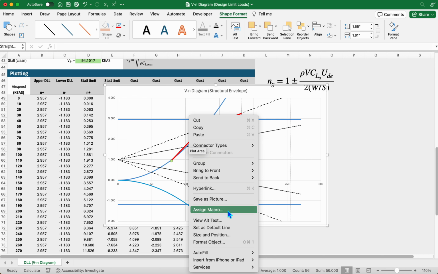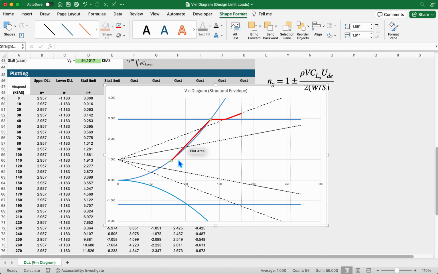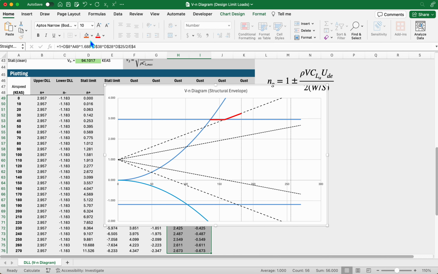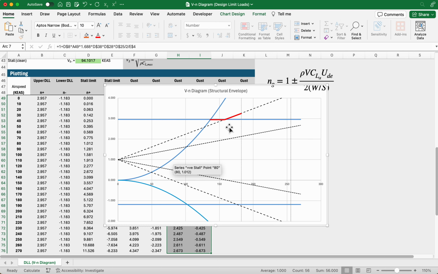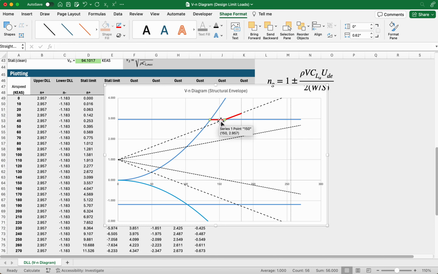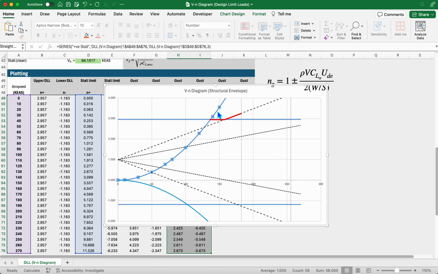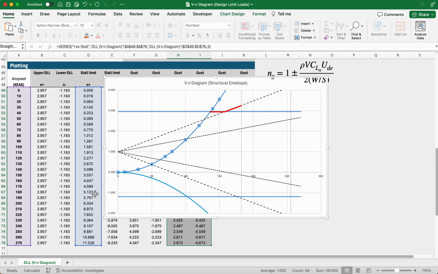I wonder if I can create a bent line. Maybe not. Lovely. Maybe I'll just do this. Let's change our stall line. I'll stop it at a speed of approximately 140.